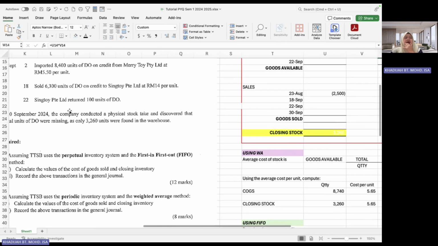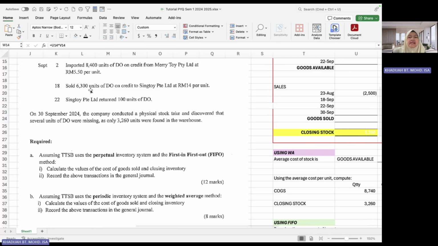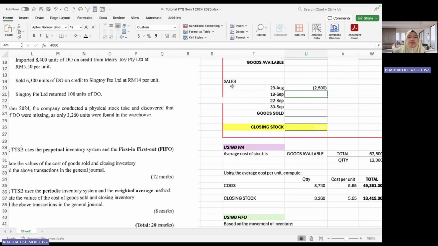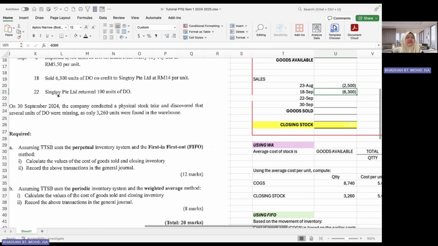And then on 18th September, you sold 6,300 units, so for 18th September you want to put in that units number, 6,300. All right, and then what else do you have? Then you have a return of 100 units. So return here, sales here. When you have a return, it's a contra.